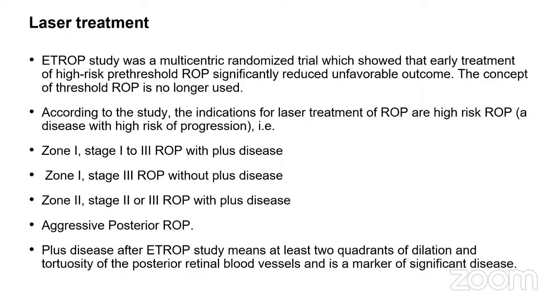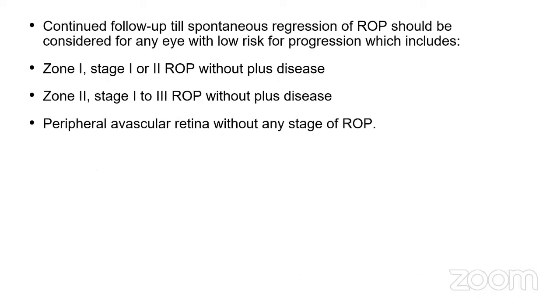Plus disease after the ETROP study means that at least 2 quadrants of dilatation and tortuosity of blood vessels should be seen, and it is a marker of significant disease. Continued follow-up, generally weekly follow-up, is advised until spontaneous regression of ROP is noted. Follow-up is done in these cases.